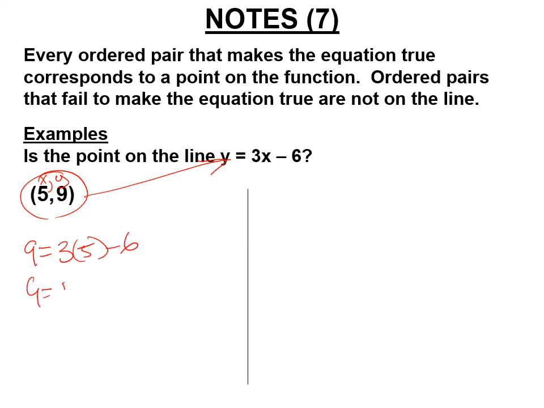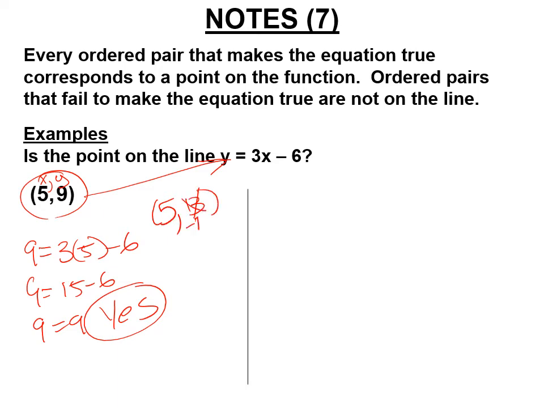And you get 15 minus 6. 15 minus 6 is 9. So that's true, 9 equals 9. So yes. So understand that because (5, 9) makes the linear function true, it has to be on the line. Also understand that since (5, 9) is on the line, nothing else with 5, like (5, 13) or (5, -17), none of those can be on the line. Because once you put 5 in there, there's only one output allowed, and we found it. It's 9.